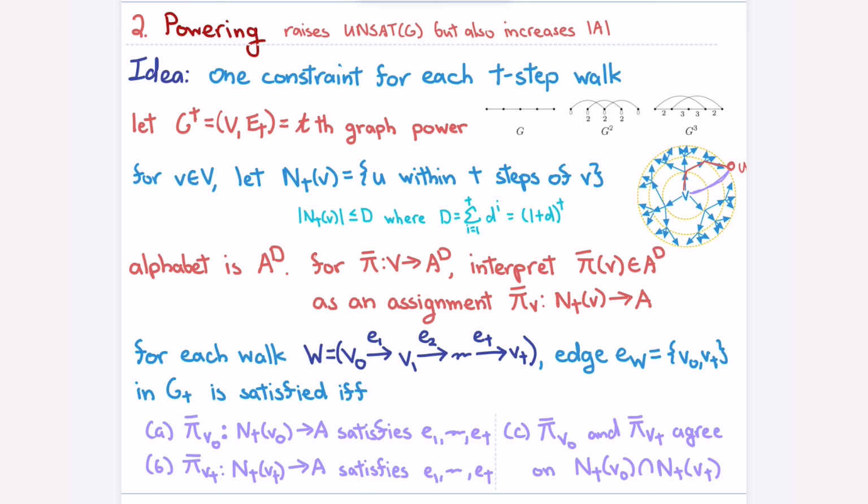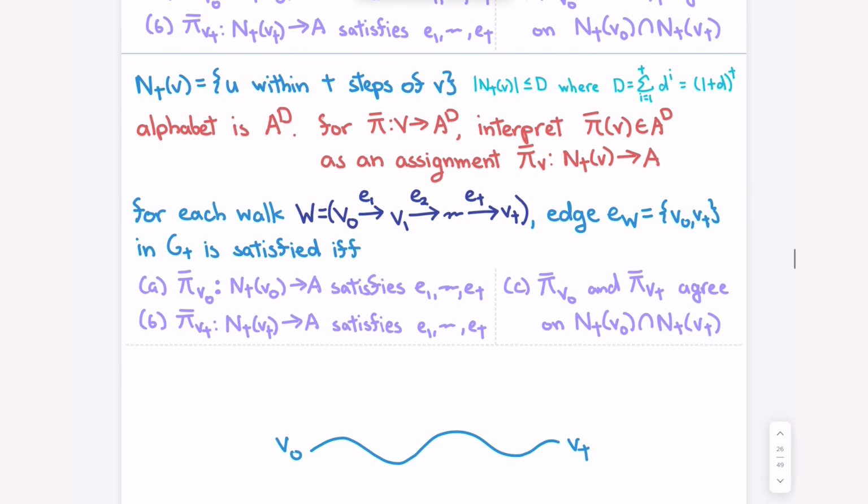And then finally, there's one way to cheat. Maybe V0 has some good letters for V1 to VT, and VT has good letters assigned to V0 to VT minus 1, but they have different letters, right? We're not allowed to do that. So our third constraint is V0 and VT should agree on all of these vertices. They have the same letter. So that would be the whole constraint for this walk. All right. So this is why the alphabet blows up.